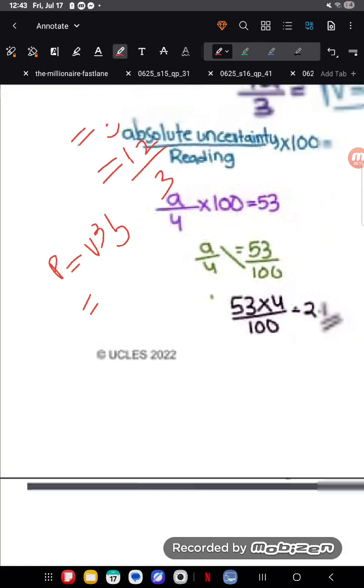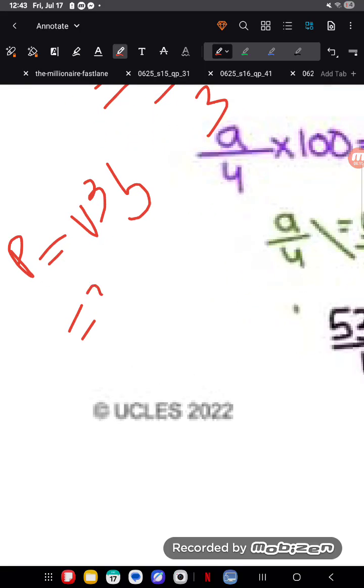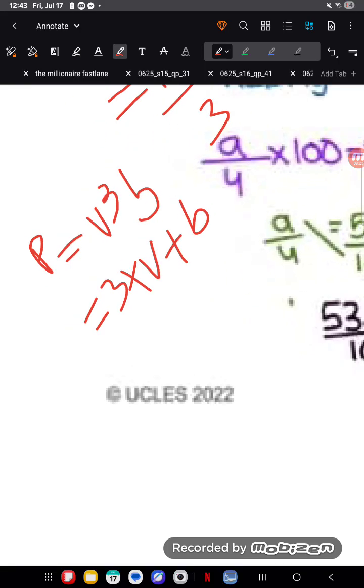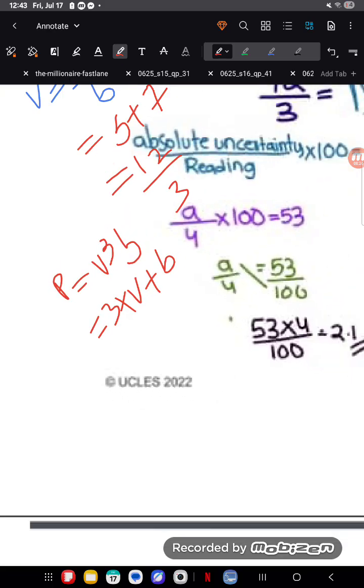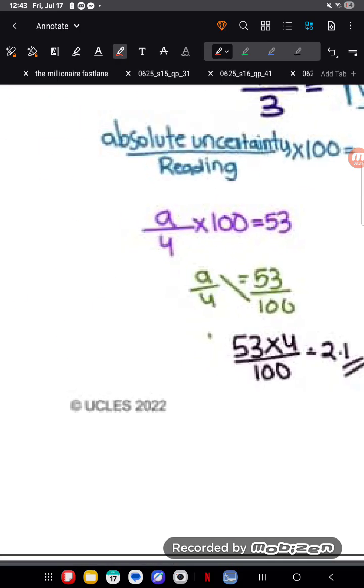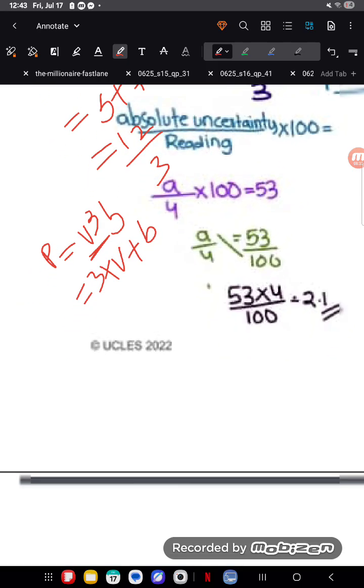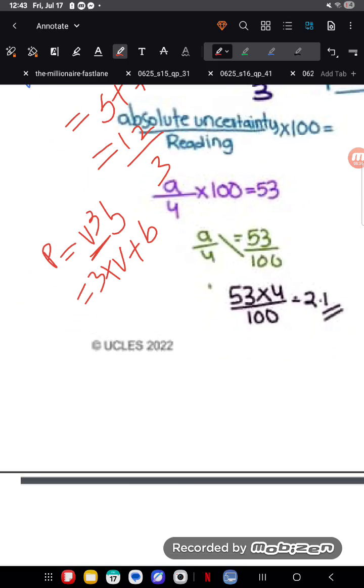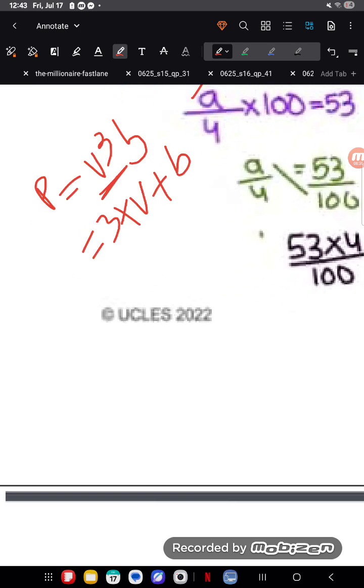Okay, so what you can do now is multiply 3 by V, whatever the uncertainty of this is. In this way you can do this. But your question is now to make V the subject, and V has a cube. So in order to remove this cube, I mean power 3, you have to make this one a cube root.